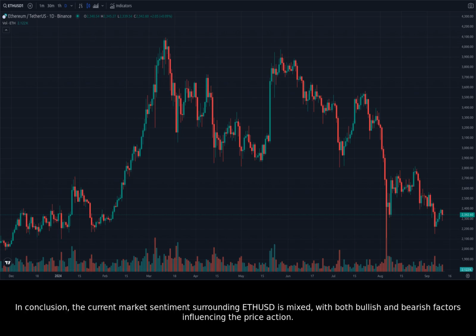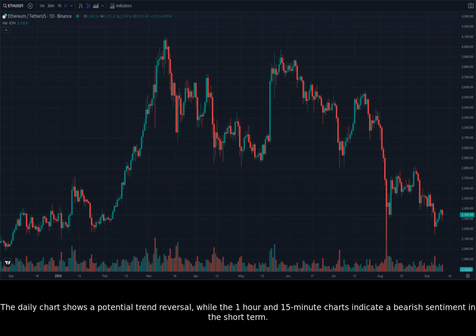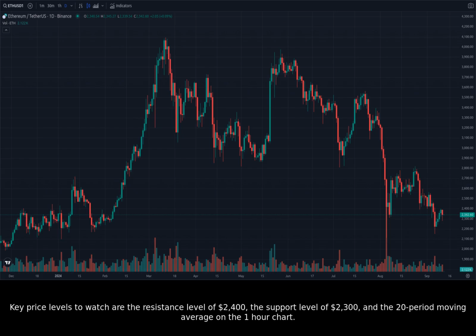In conclusion, the current market sentiment surrounding ETHUSD is mixed, with both bullish and bearish factors influencing the price action. The daily chart shows a potential trend reversal, while the 1-hour and 15-minute charts indicate a bearish sentiment in the short term. Key price levels to watch are the resistance level of $2,400, the support level of $2,300, and the 20-period moving average on the 1-hour chart.